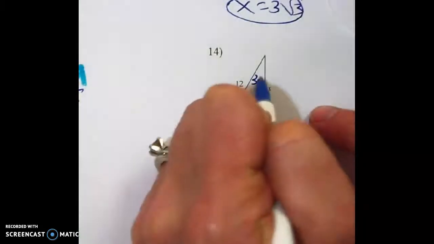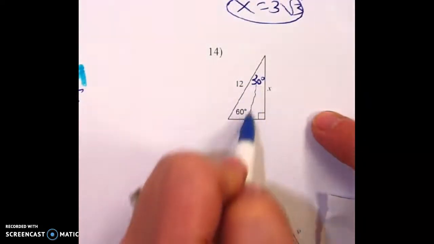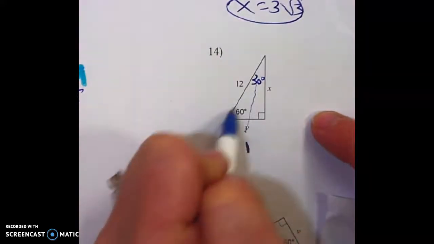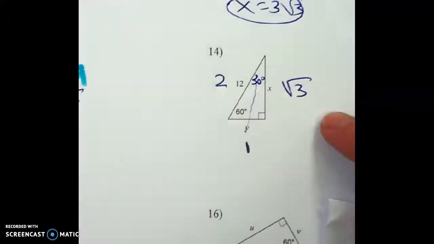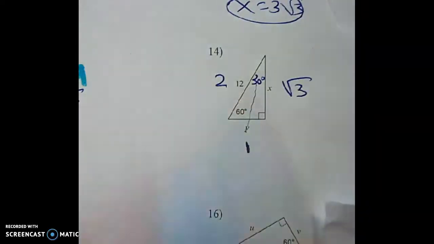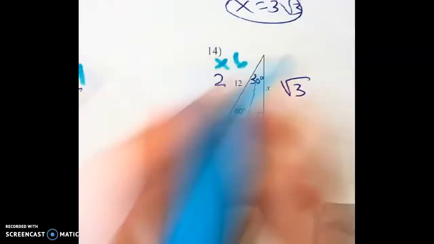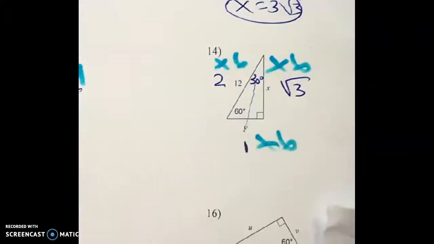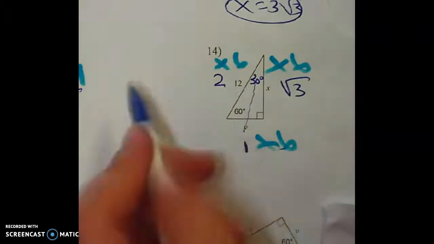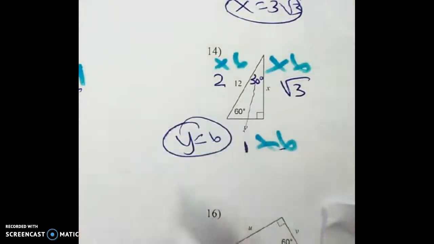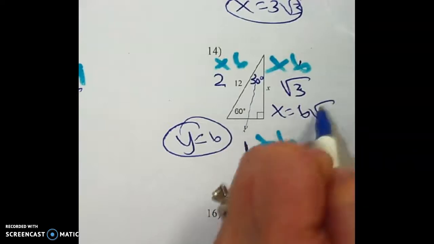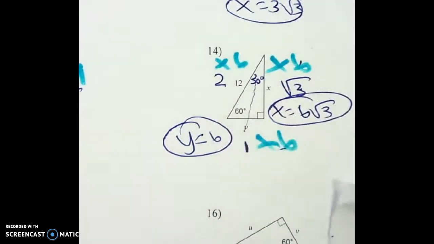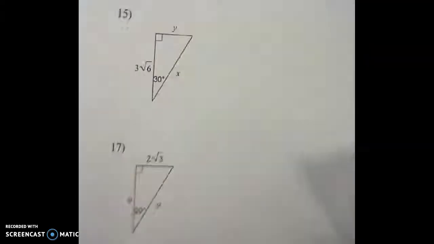60, 30. Who's across from the 30? 1. Who's the long side? 2. That means this is rad 3. 2 times what is 12? 6. So this is also times 6, and this is also times 6. 1 times 6, 6. 6 times rad 3, 6 rad 3. Okay? Let's go to the next one.